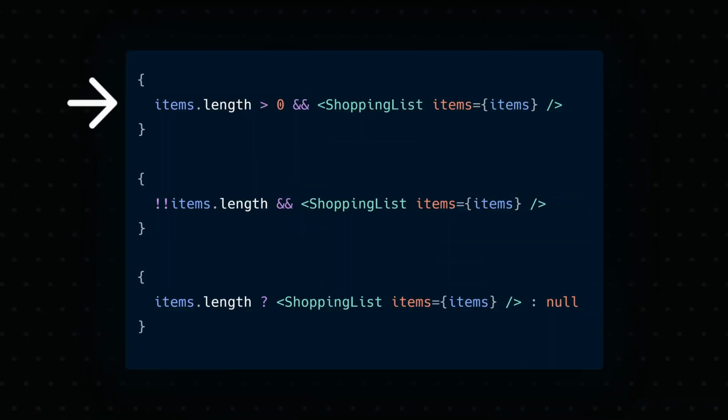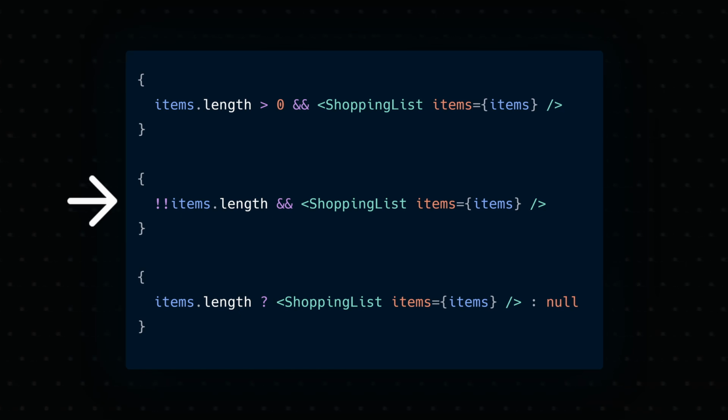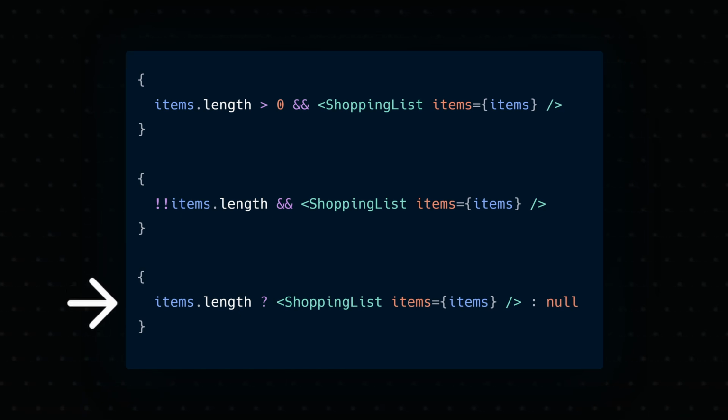To fix that problem with rendering 0, we have to use a pure boolean value. So we need to create a condition that will check the length of the array or use a double exclamation mark to convert the value to boolean. Alternatively, we can use a ternary expression. All are valid, but it's like tabs and spaces. You have to choose your team.